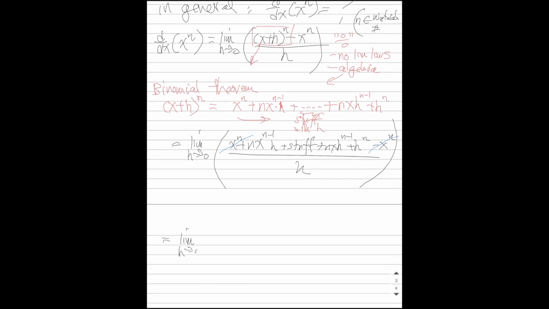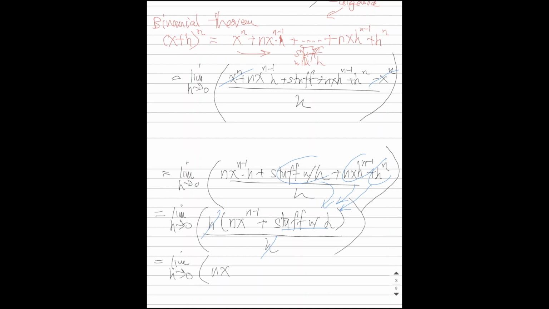So we'll end up with a limit of n x to the n minus 1 times h plus some stuff with h's. And this will go all the way down the line. And all of this will be divided by h. So what's really important here is that everything in this expression contains an h. So if I factor it out, everything in there contains a power of h that is being multiplied by some other stuff. When I get to this expression, I will have something like this.